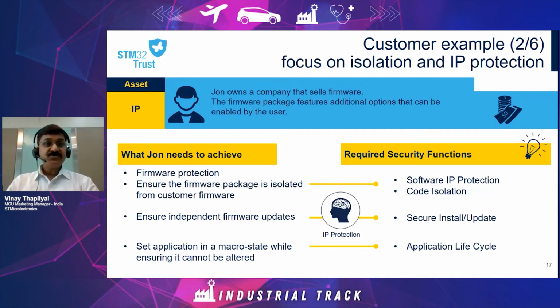So what does John need to achieve? He will need firmware protection, ensure the firmware package is isolated from the customer firmware, ensure independent firmware updates, and set the application in a macro state while ensuring it cannot be altered. So the required security functions would be software IP protection, code isolation, again IP protection kind of features like secure install and updates, and application life cycles.